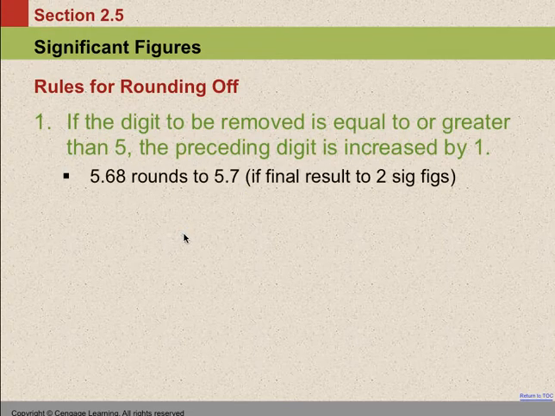If the digit to be removed is equal to or greater than 5, then the preceding digit is increased by 1. Again, we're going to have to round this number that has 3 significant figures to just 2 significant figures. To end up with 2, we're going to want to round to the ones place. We look at the one digit that follows where we want to round to. That number is greater than 5, so I have to increase this 6 by 1. So our final answer should be 5.7.